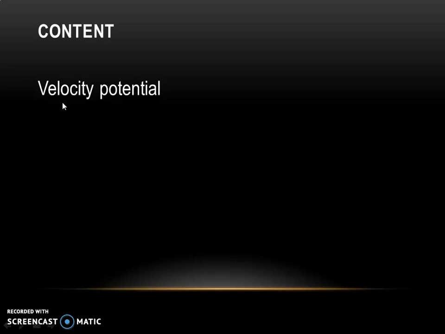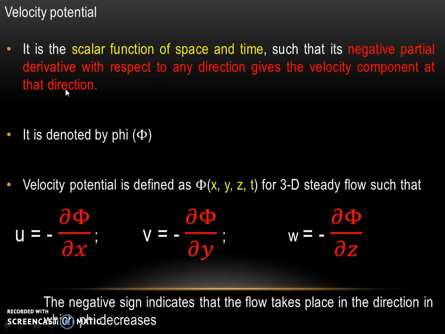In this presentation, we will learn about velocity potential. Velocity potential is the scalar function of space and time, that is x, y, z and time t, such that its negative partial derivative with respect to any direction gives the velocity component in that direction itself. It is denoted by phi.